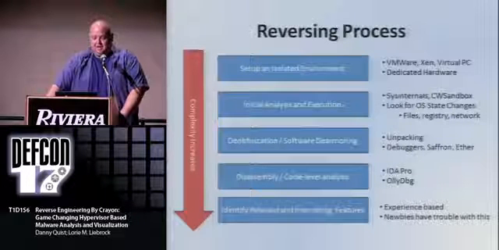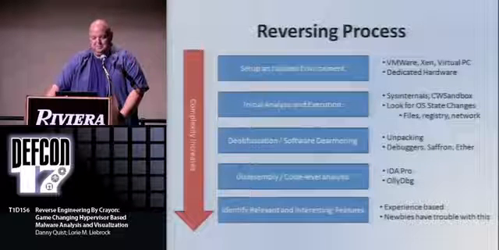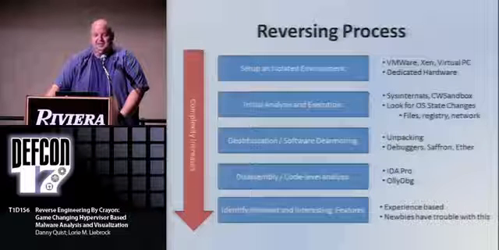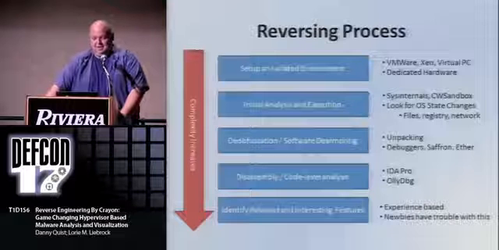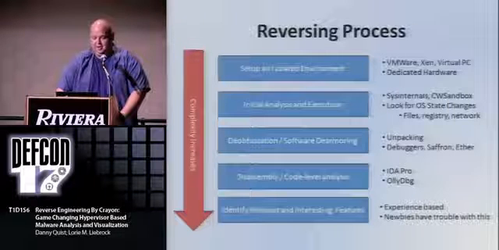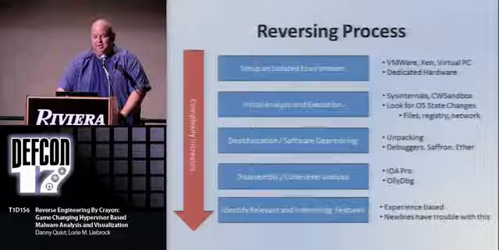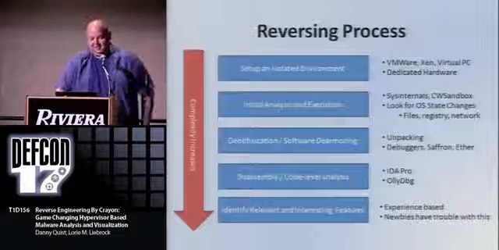The first thing that I do is set up an isolated environment. This is something like VMware, Xen, Virtual PC, or some sort of dedicated hardware. Then we get into the initial analysis, using real high-level tools like Sysinternals to look for system calls and monitor any sort of operating system state change. The next one is removing deobfuscation and dearmoring a program. This is unpacking using debuggers, Saffron, or Ether. And then we get into disassembly, with IDA Pro or OllyDbg, or dumpbin if you're so inclined.